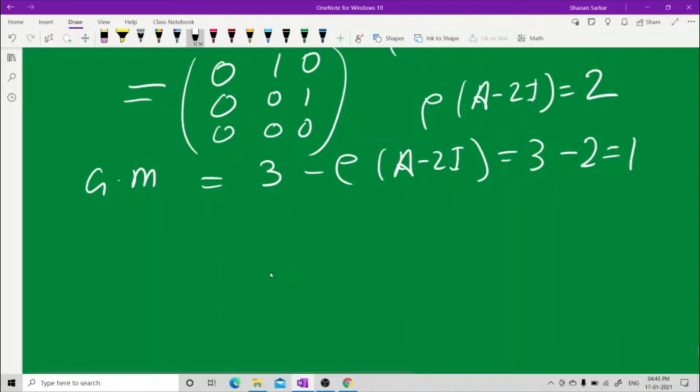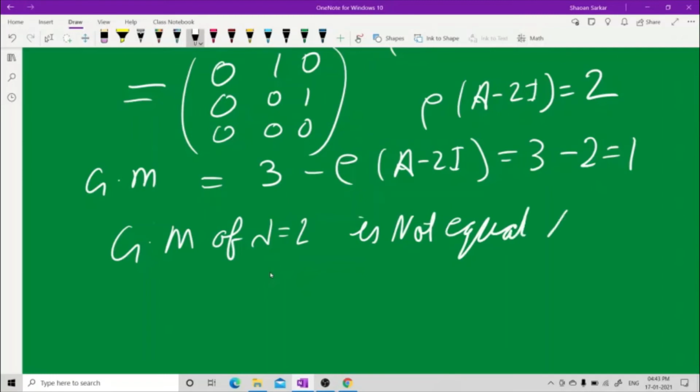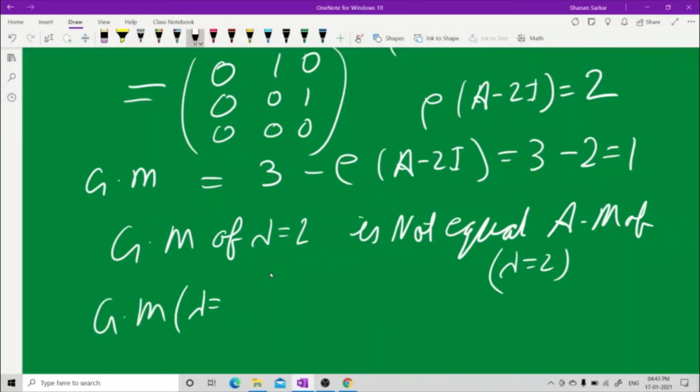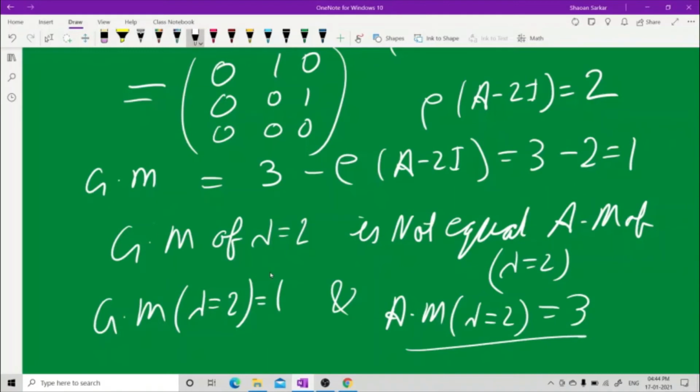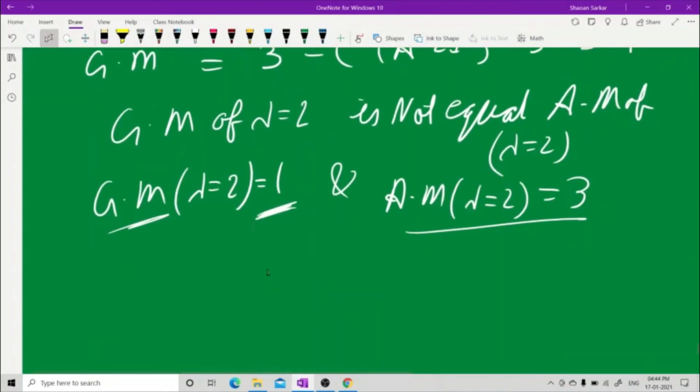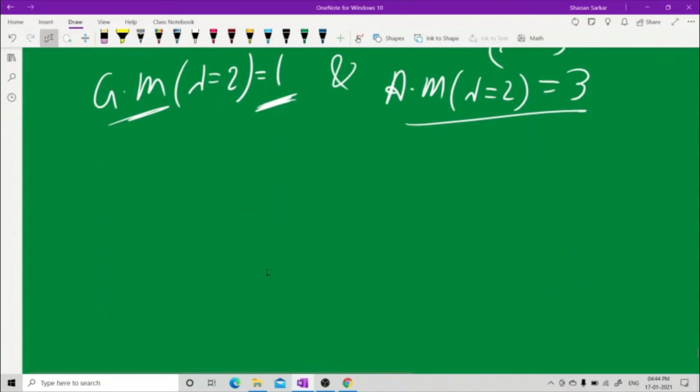So the geometric multiplicity of lambda equal to 2 is not equal to the algebraic multiplicity of lambda equal to 2. Why? Because the geometric multiplicity of lambda 2 is 1 and the algebraic multiplicity of lambda 2 I just found out to be 3. Because the geometric multiplicity is only 1, I will only get one linearly independent eigenvector.